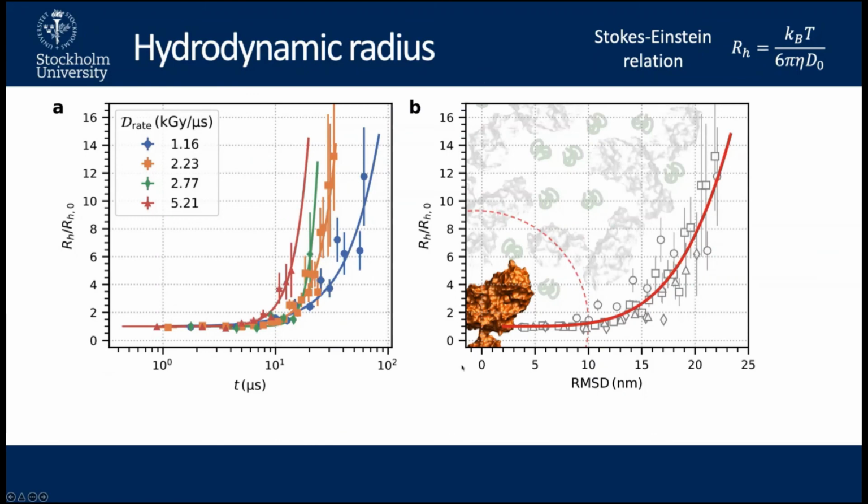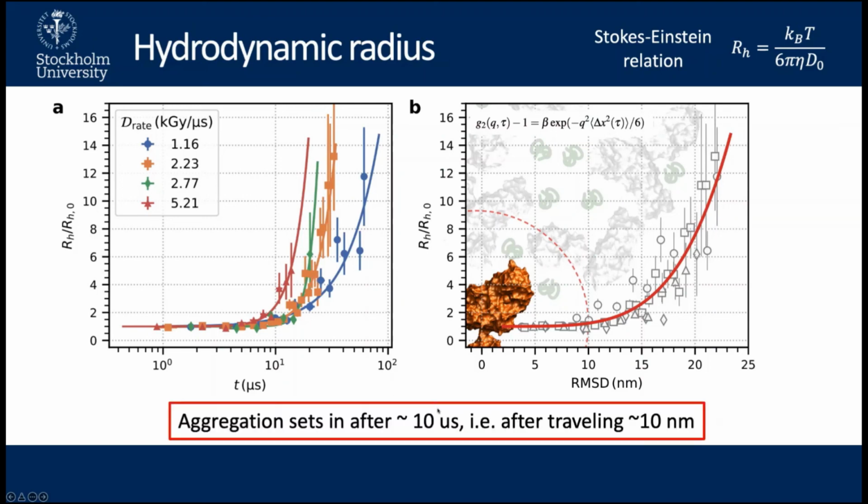One can plot it in a slightly different way. If you take into account the diffusion constant, so you know basically how far they will diffuse within a certain time, you can also estimate how the radius changes as a function of the root mean square displacement. And we see that all of these different dose rates fall on a master curve if you do that. And we observe up to 10 nanometers that more or less nothing changes, which corresponds roughly to the first solvation shell. So we observe that aggregation sets in approximately after 10 microseconds, in other words, after traveling about 10 nanometers.